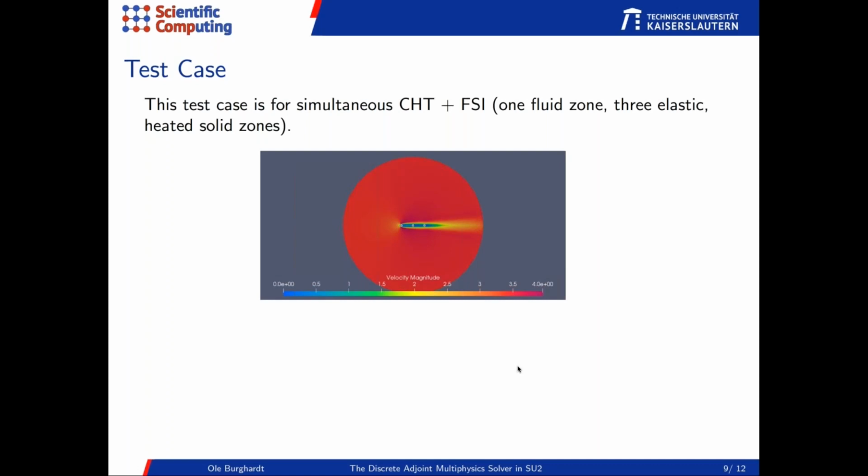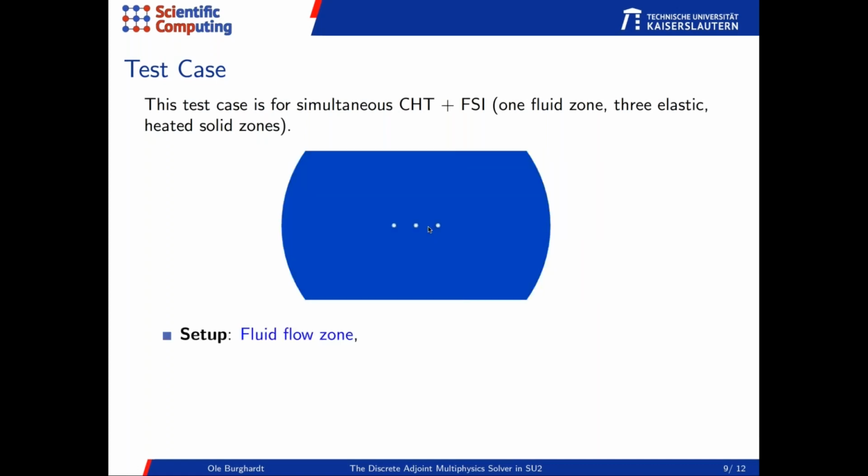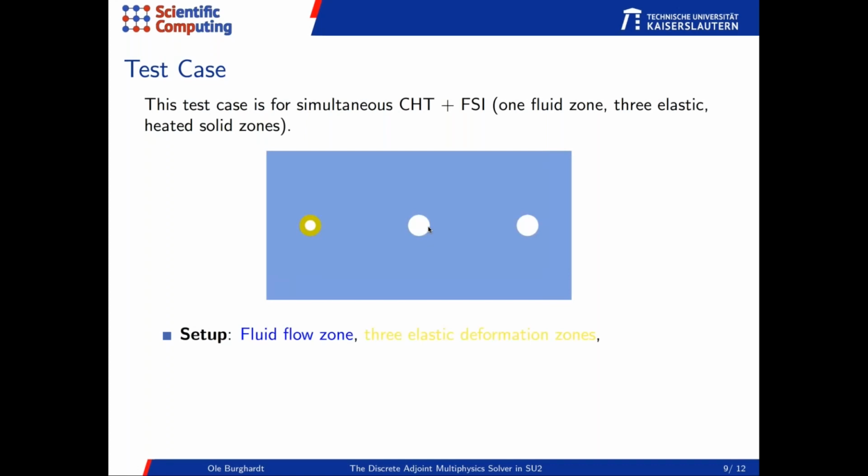And for the rest of this talk, let's apply this to a test case. This one is for simultaneous CHT and FSI, consisting of one fluid zone and 3 elastic heated solid zones. As for the setup, we have one fluid zone that is shown here. Then we have the 3 elastic deformation zones or solid zones.